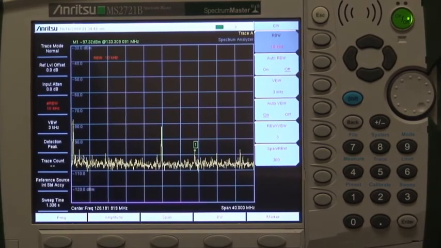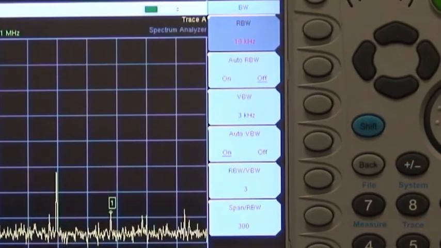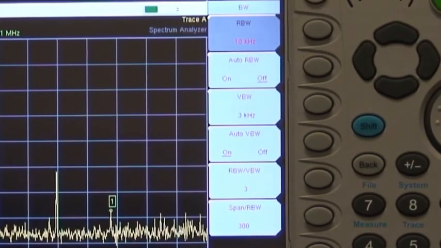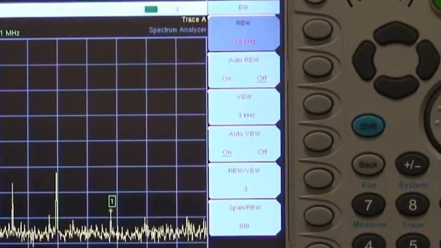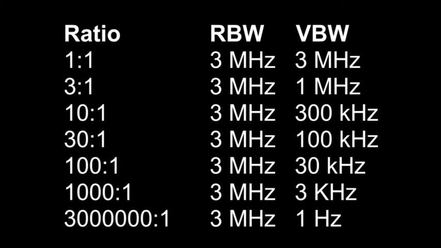The default ratio of RBW to VBW is 3, meaning that the resolution bandwidth is 3 times the video bandwidth. You can change the ratio from 1 to 1 all the way to 3 million to 1. The higher the ratio, the narrower the video bandwidth for a given resolution bandwidth. With a ratio of 1 to 1, a 3 MHz resolution bandwidth gives you a 3 MHz video bandwidth, while a ratio of 3 million to 1 delivers a 1 Hz video bandwidth.